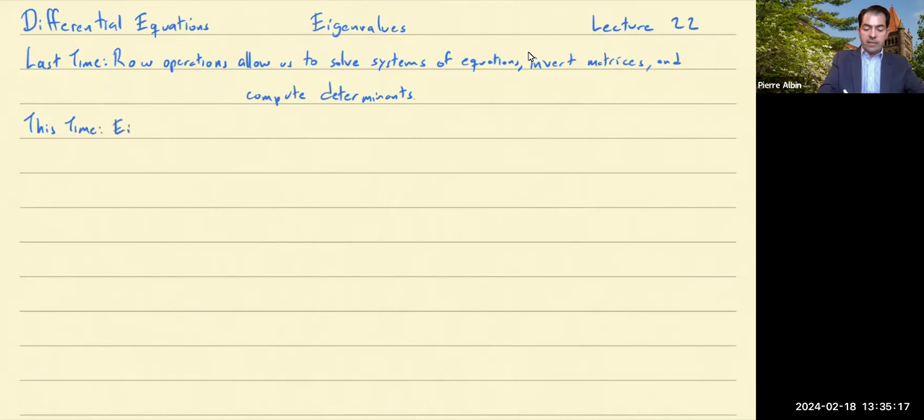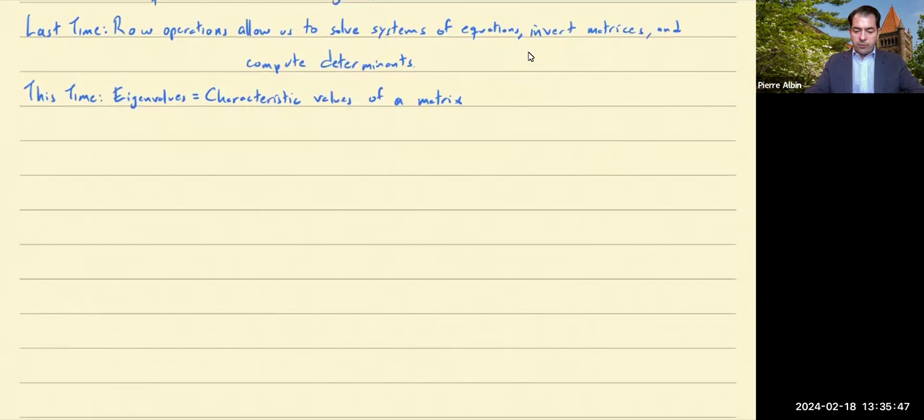This time, we're going to study the eigenvalues of a matrix. Eigenvalues, which you can think of as the characteristic values or the proper values. Eigen is a German word, and it means proper, as in something that is owned by. So these are the values that are owned by the matrix. Okay, so first definition and then some motivation.